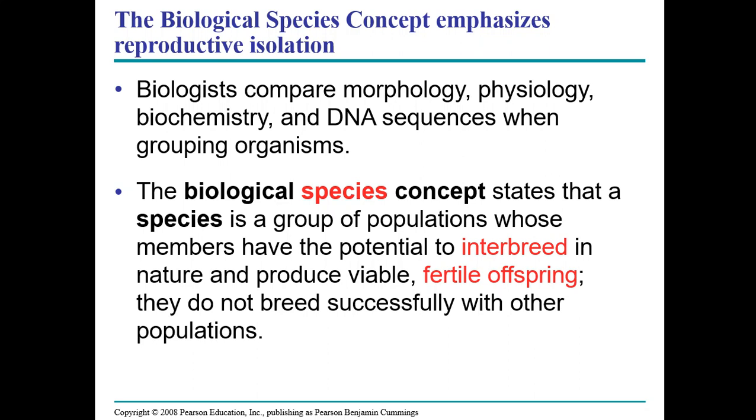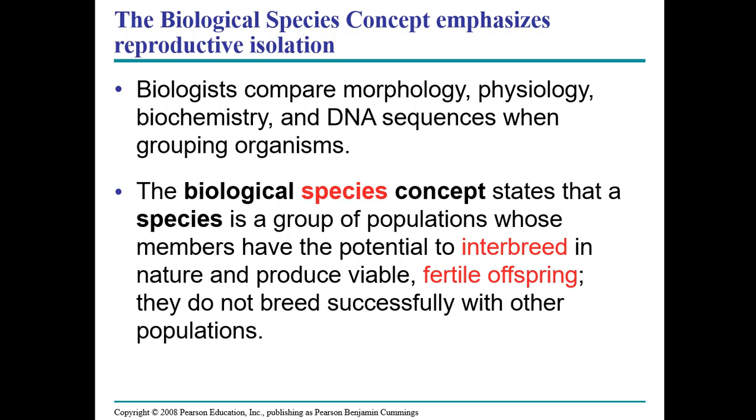The biological species concept states that a species is a group of populations. You already know this, right? What is a species and what is a population? Anyway, for the sake of this discussion, I'm going to repeat it. A group of populations whose members have the potential to interbreed in nature and produce viable or fertile offspring. They do not breed successfully with other populations.